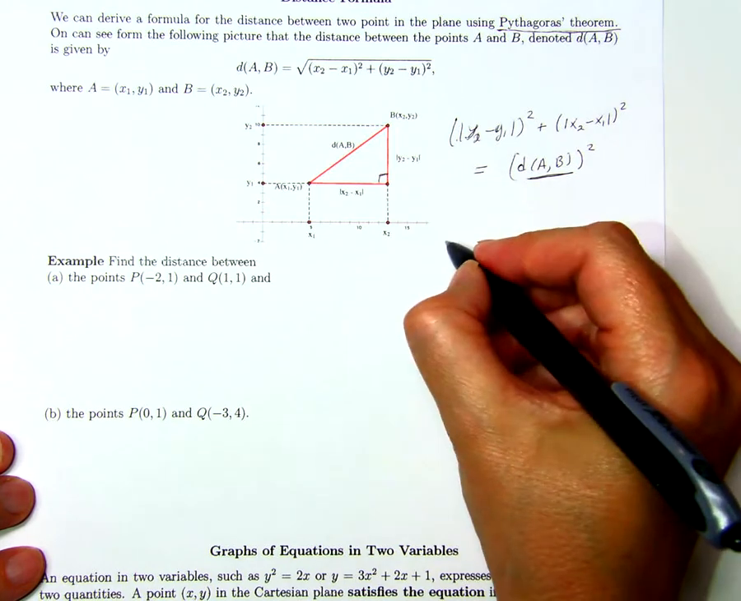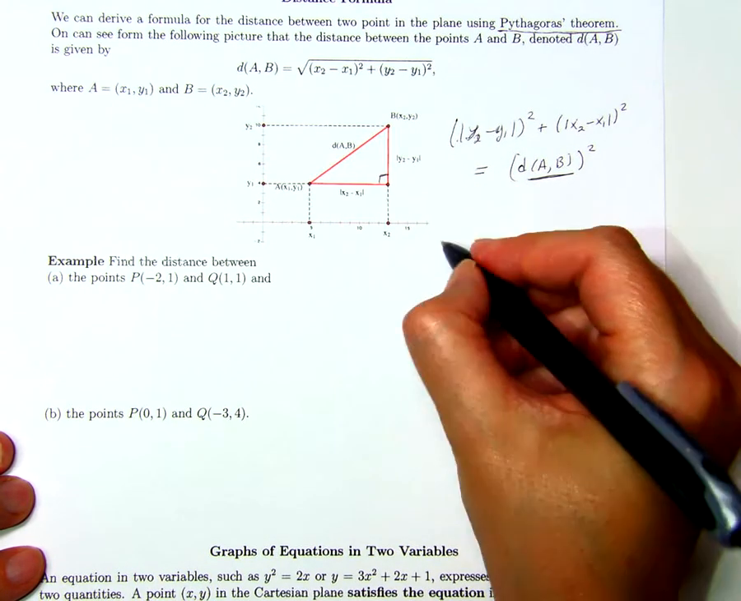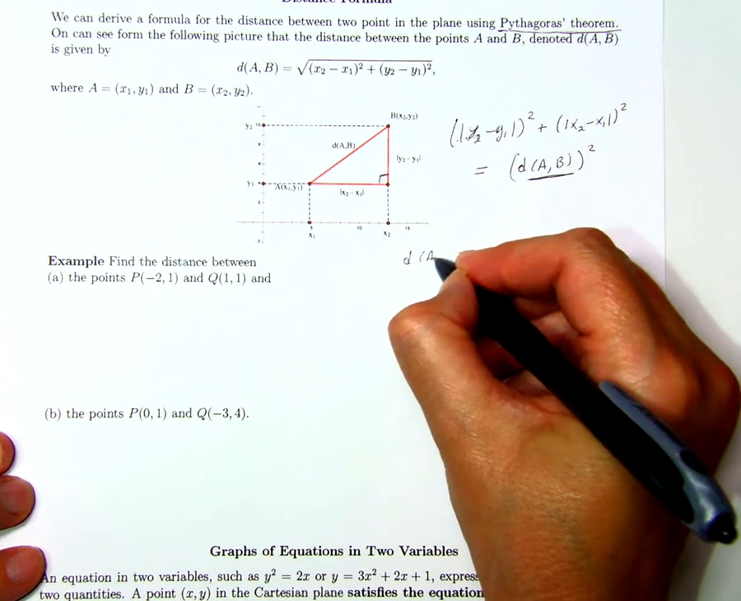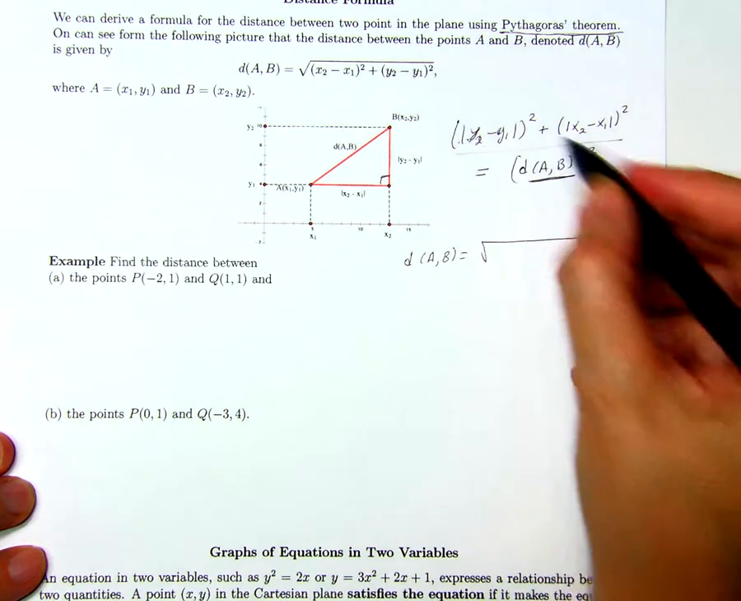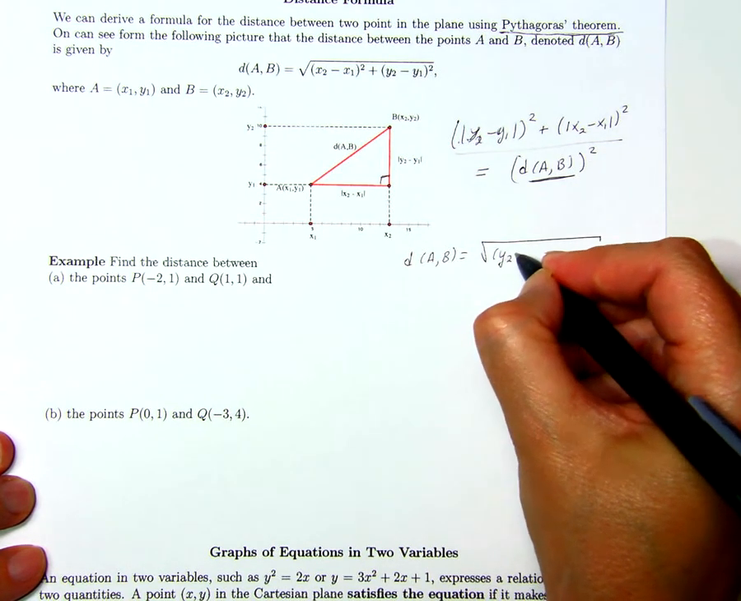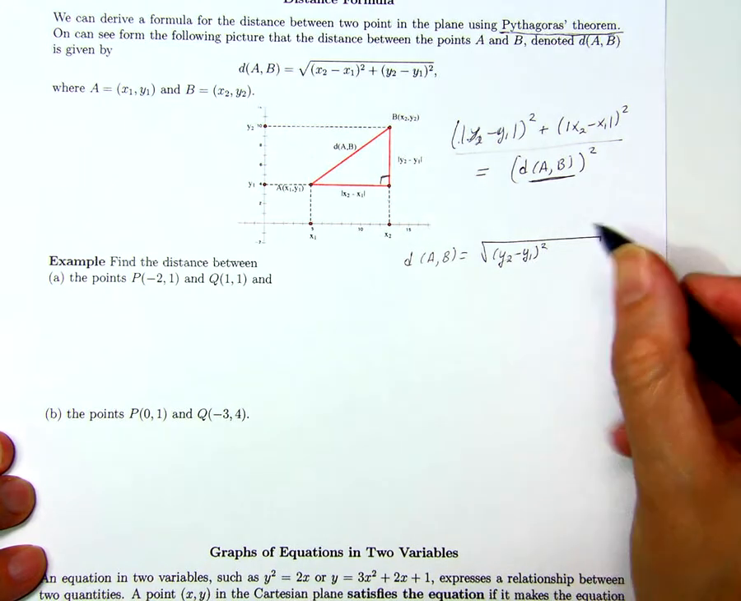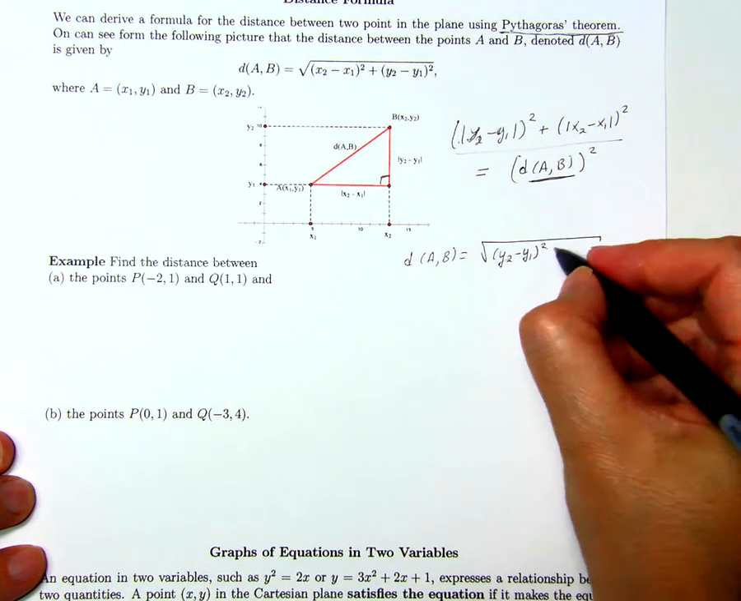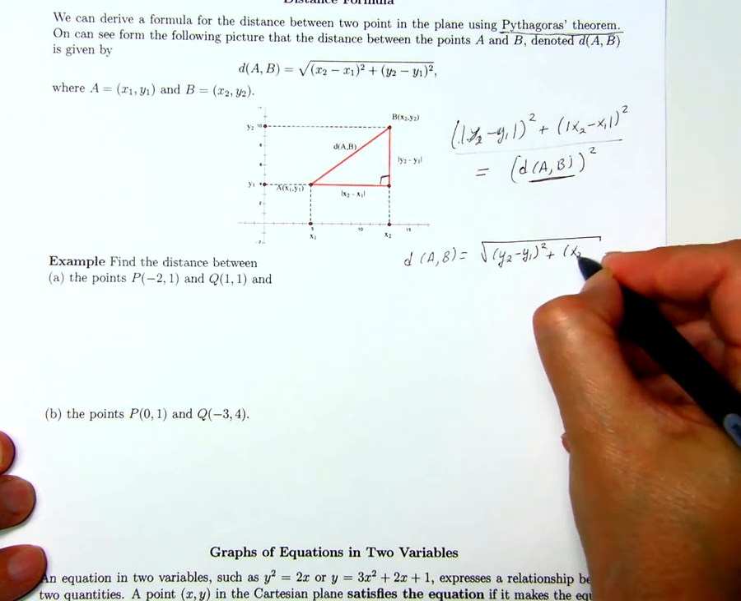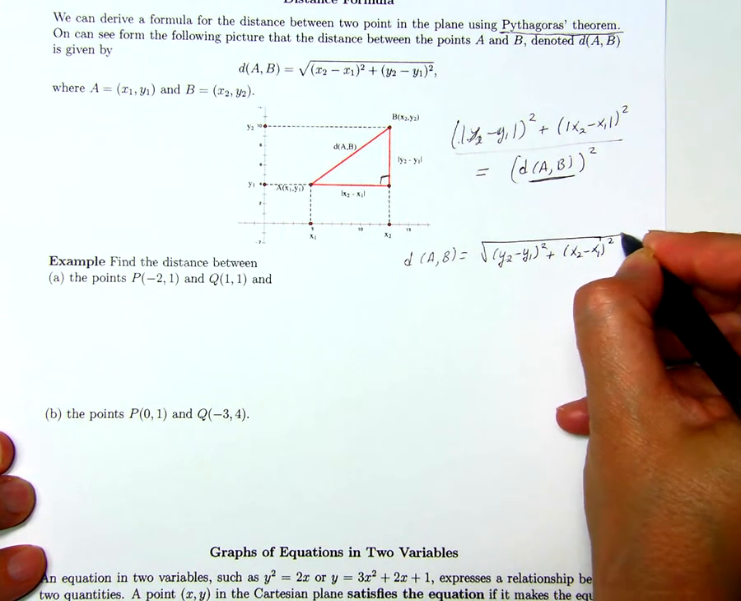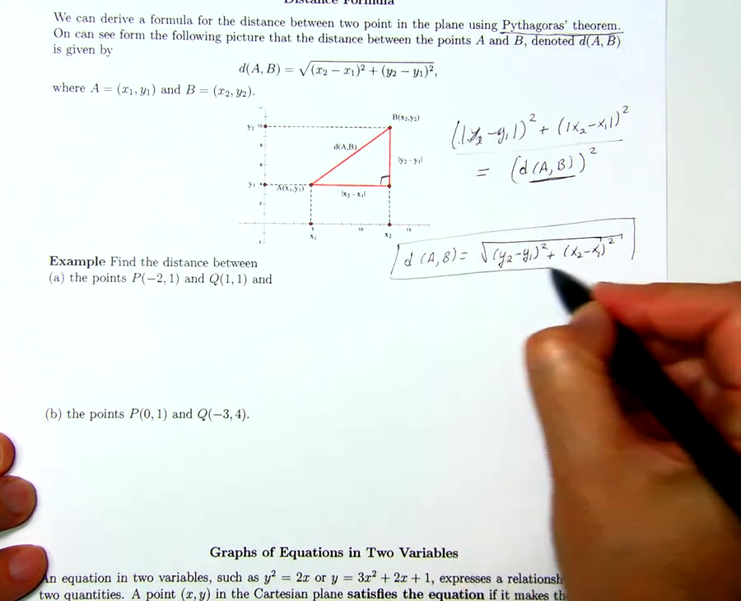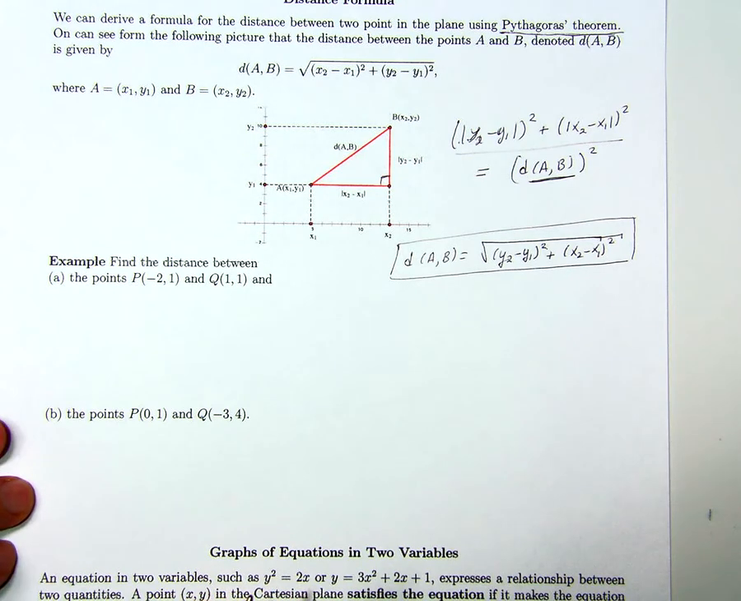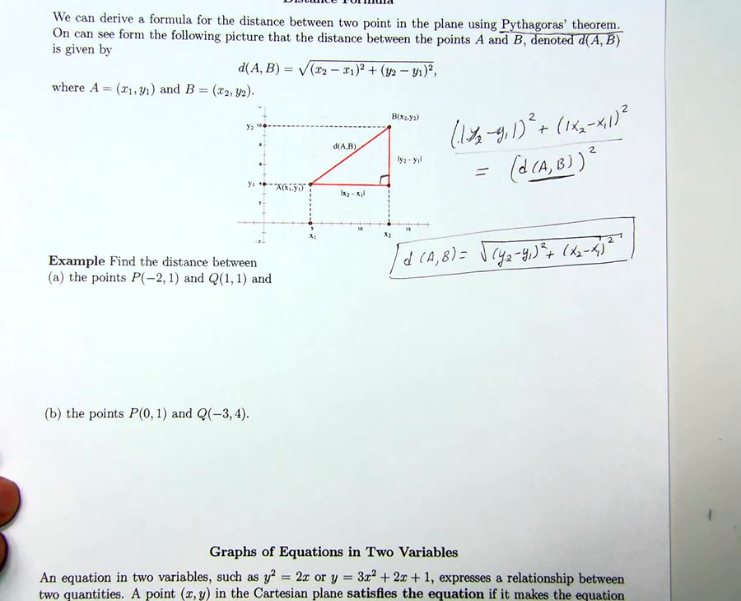And this tells me, taking the square root of both sides, that the distance between A and B is the square root of this. And of course I can drop the absolute values there because the square of the absolute value is just the square of the number, plus x2 minus x1 squared. So the distance between A and B is the square root of the sum of the squares of the differences in the y values plus the differences in the x values.